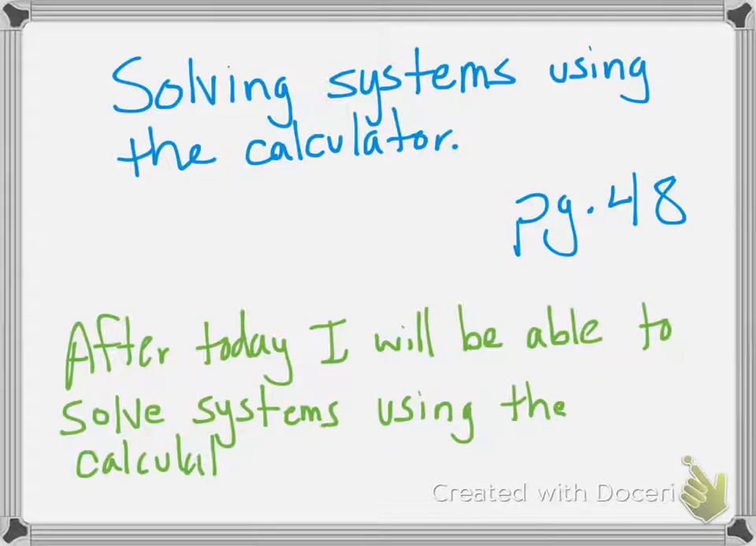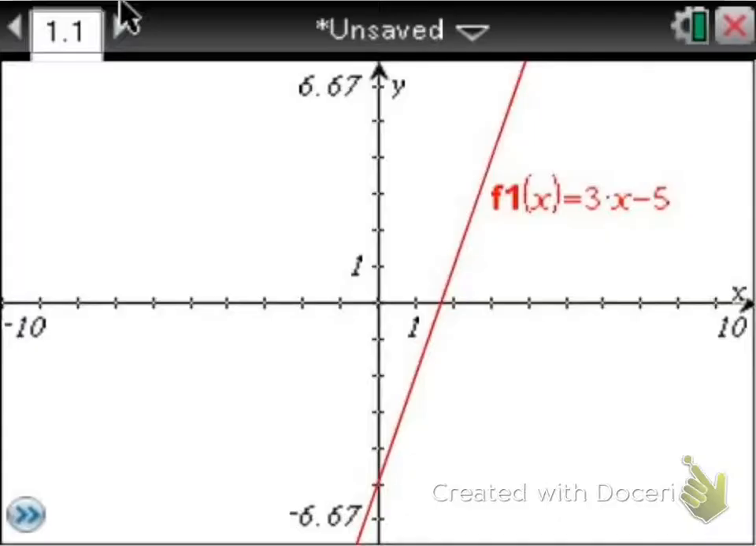What we're going to be working on tomorrow in class on Friday is solving systems using a calculator, how to use a graphing calculator. Here's your goal: afterwards you're going to be able to solve them using a calculator.